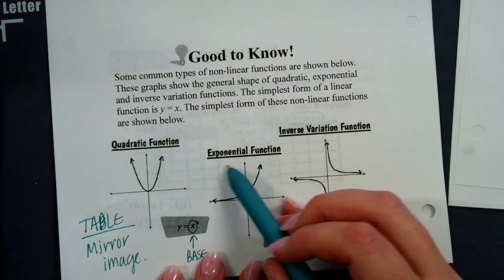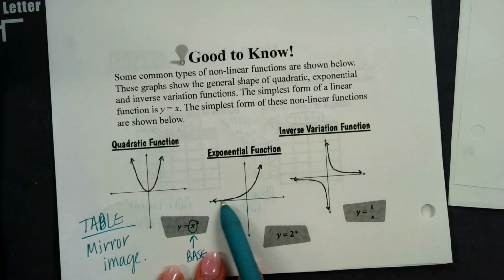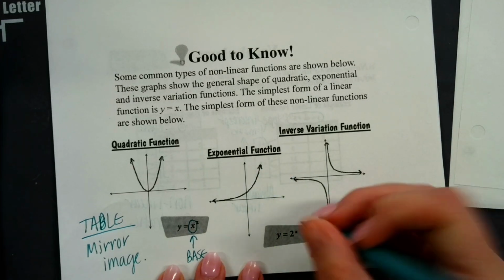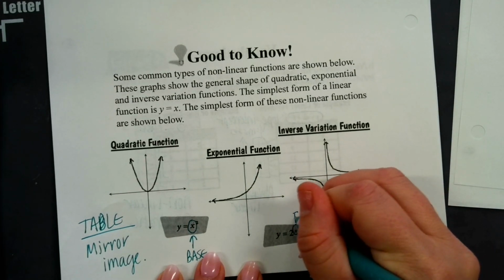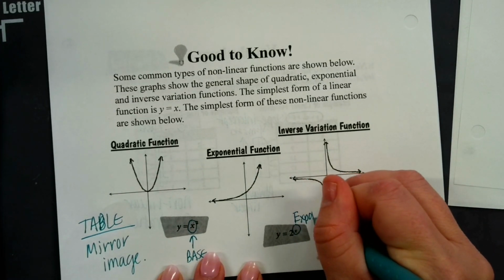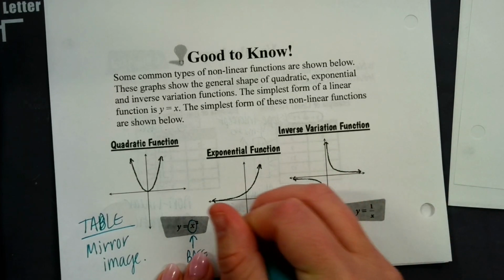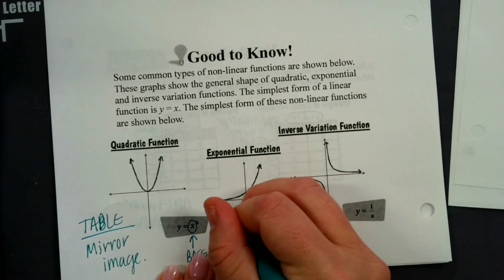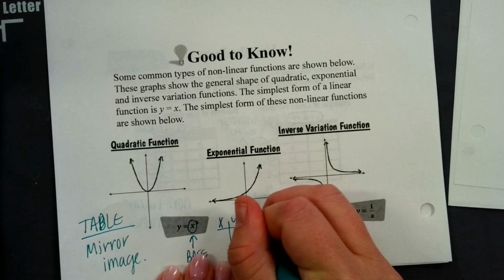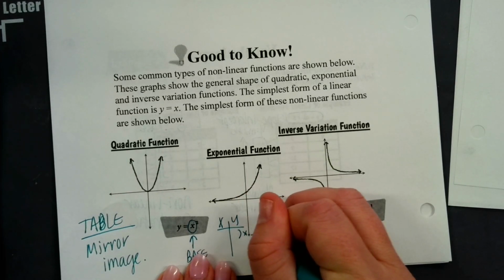Okay. Exponential. It starts off slow and curves. The x is in the exponent. And with a table, we are multiplying by a number.